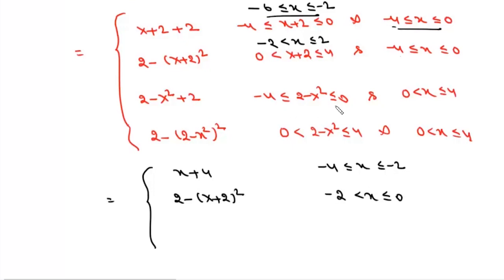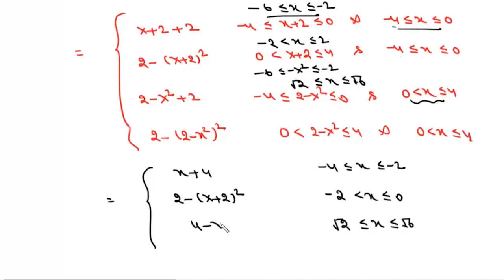Now in this, if we solve this, we can write this as minus 6 is less than or equal to minus x square is less than or equal to minus 2, or if we multiply with minus and take square root, x will lie between root 2 and root 6, which lies in this interval. So here this condition is the value of x should lie between root 2 and root 6. Now in this interval, the value of f(x) is 4 minus x square.